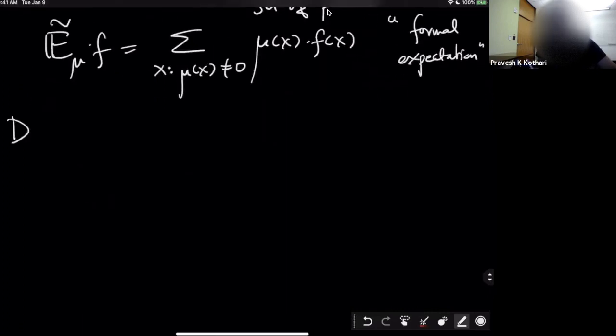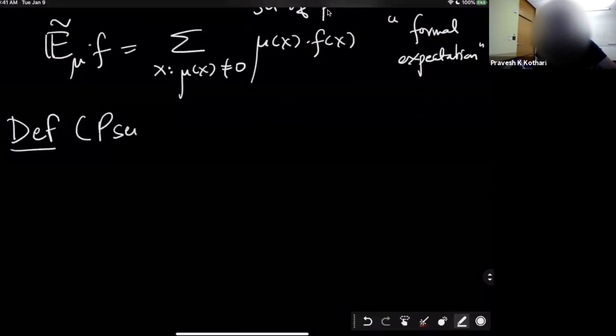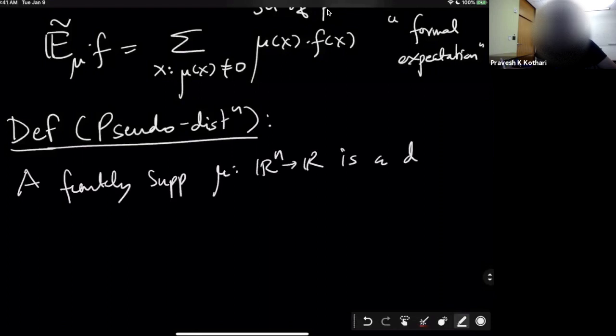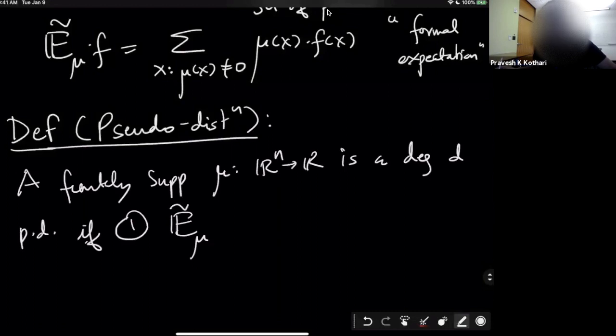Good. So now I get to define pseudo expectations or pseudo distributions. So let's point out that this is a definition of pseudo distribution. A finitely supported function mu from R^n to R is a degree D pseudo distribution if, and this time I don't kid around, I just simply write down the conditions in terms of the pseudo expectations. If you remember, these are direct analogs of, in fact exactly the same conditions that we wrote down on the hypercube.